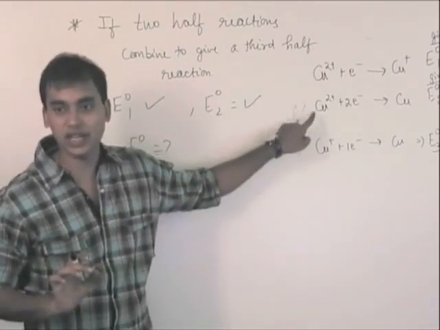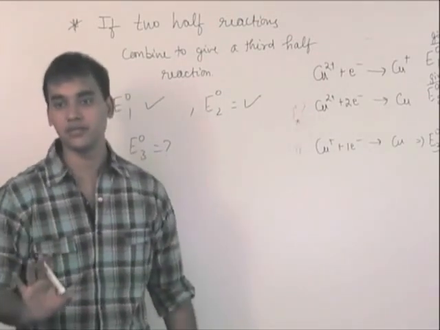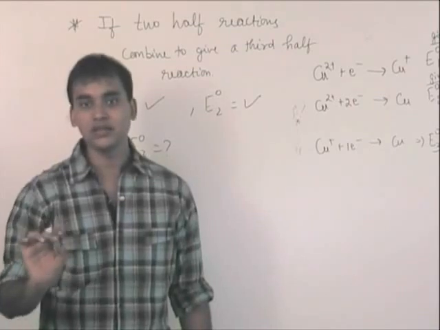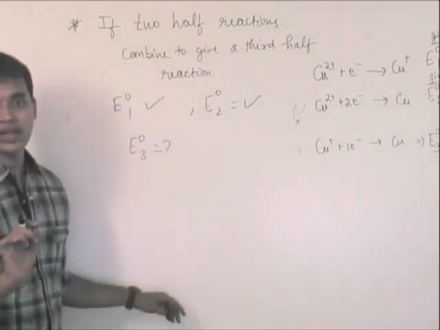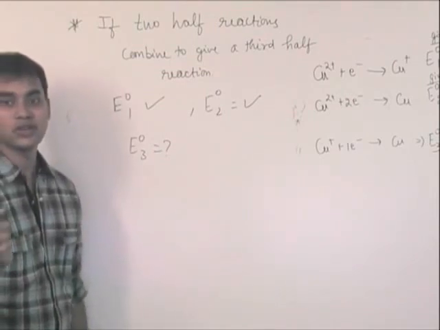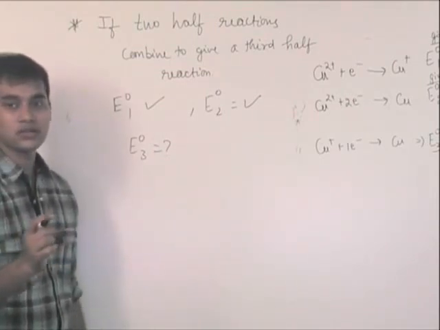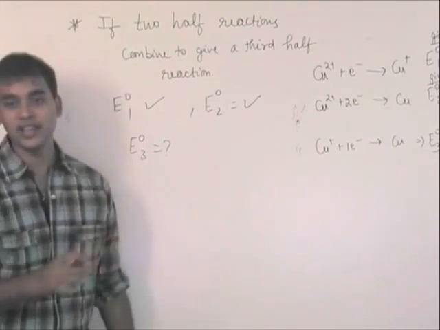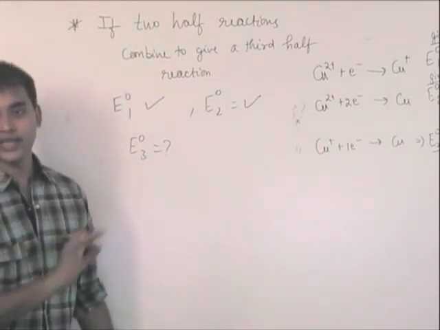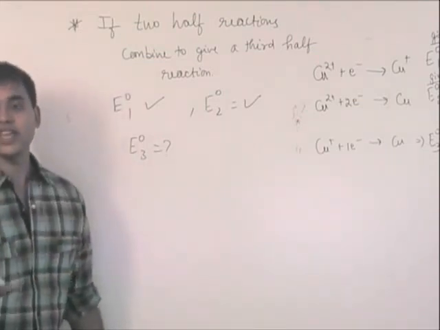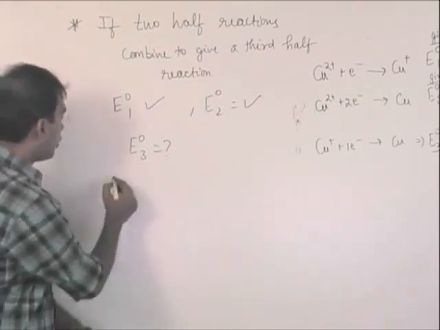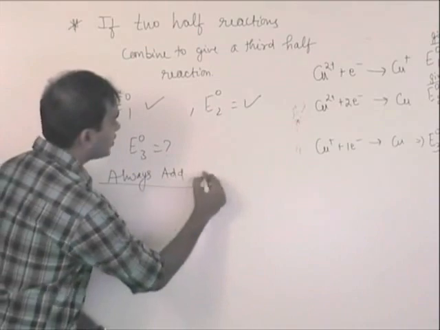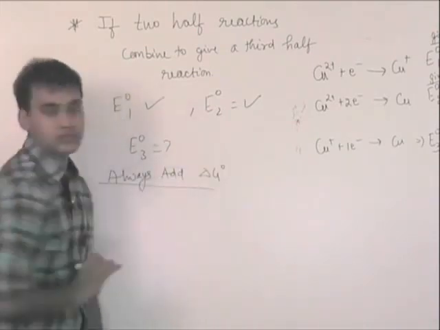When two half reactions are combining to give another half reaction. So in this case, it will be Y minus X, you're telling the answer. Yeah, it is Y minus X in this case. But that will not be the case always. So what you have to do in this case is always add delta G naught.